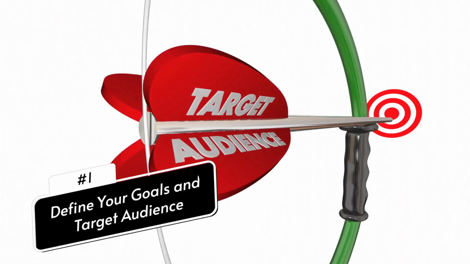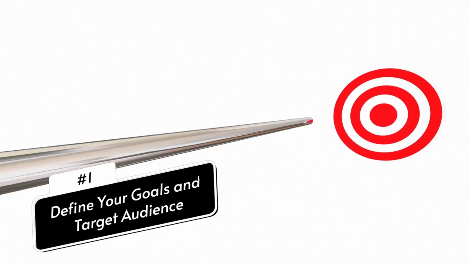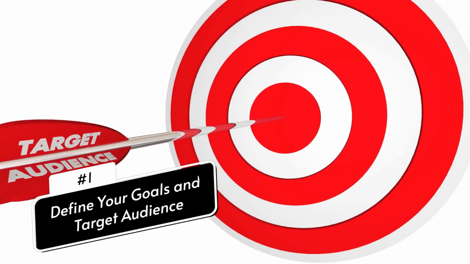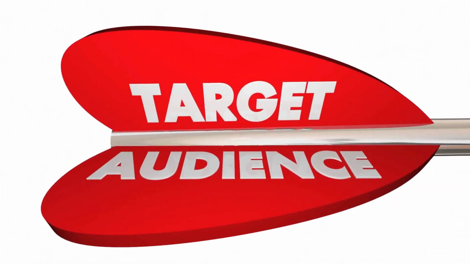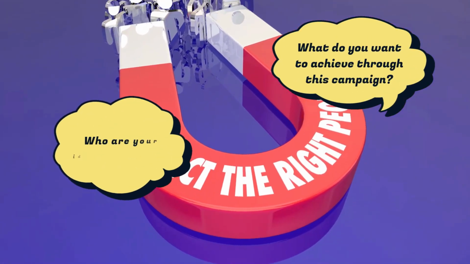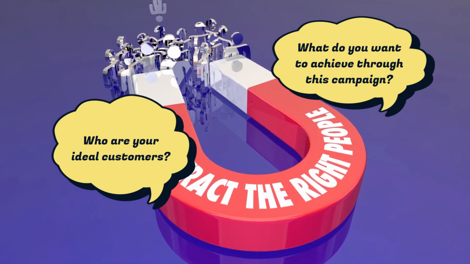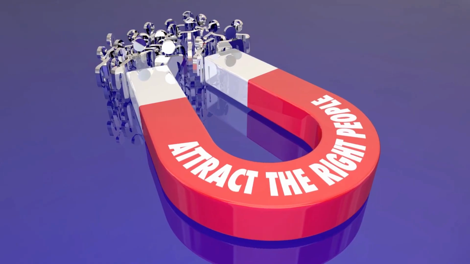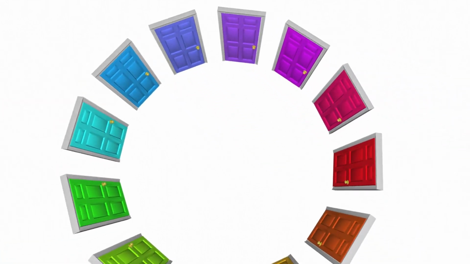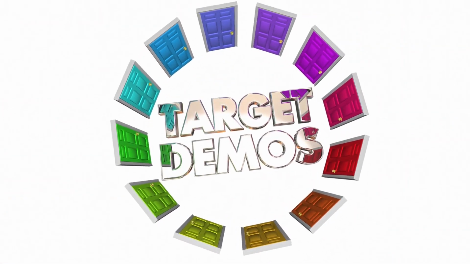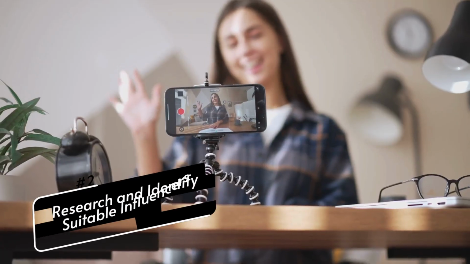Step 1. Define your goals and target audience. Before diving into influencer marketing, it's crucial to identify your goals and target audience. Ask yourself, what do you want to achieve through this campaign? Who are your ideal customers? Understanding these factors will help you find influencers who align with your brand values and have an engaged audience that matches your target demographic.